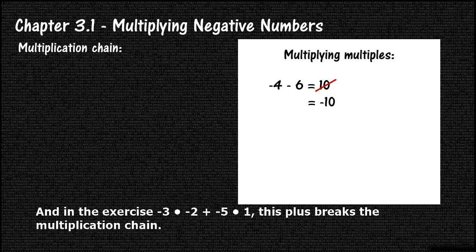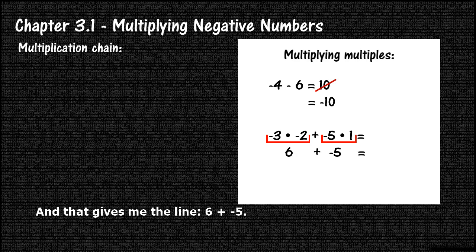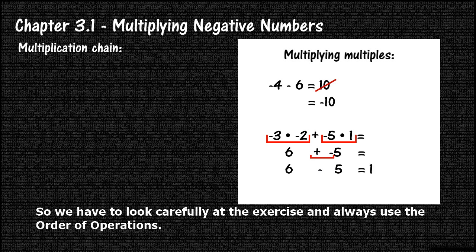And in the exercise, minus 3 times minus 2 plus minus 5 times 1, this plus breaks the multiplication chain. So first I multiply minus 3 and minus 2 to receive 6. Then I multiply minus 5 and 1 to get minus 5. And that should give me the line 6 plus minus 5. Plus minus turns into a single minus, and 6 minus 5 is equal to 1. So we have to look carefully at the exercise and always use the order of operations.